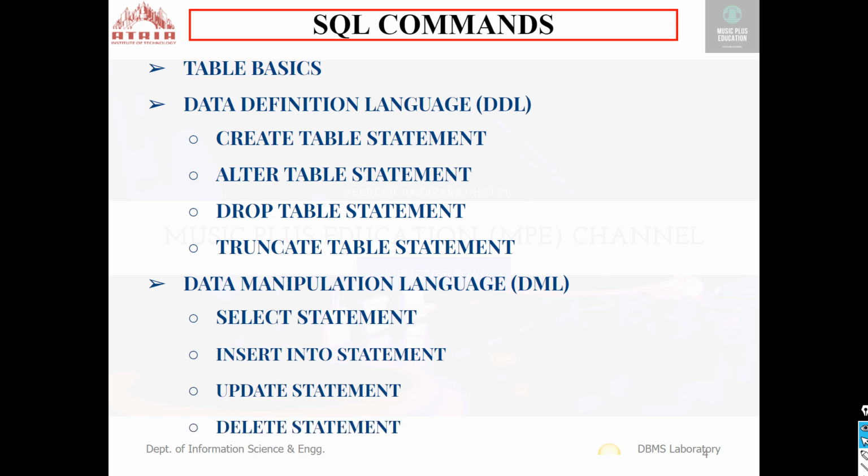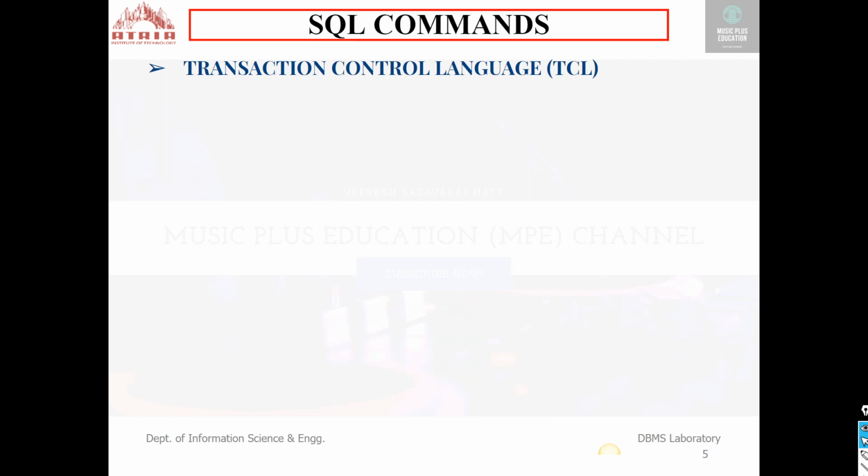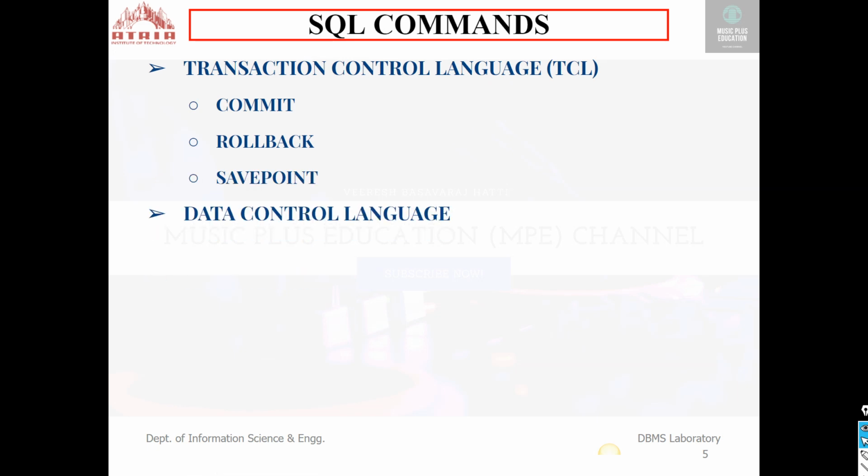We'll discuss these topics step by step with examples, and we'll also execute these commands. By taking an example, we'll discuss creating tables, modifying the table, and inserting values into the tables. Next, the third SQL command is TCL, transaction control language. Here we have commit, save point, and rollback. And the last one is DCL, data control language.